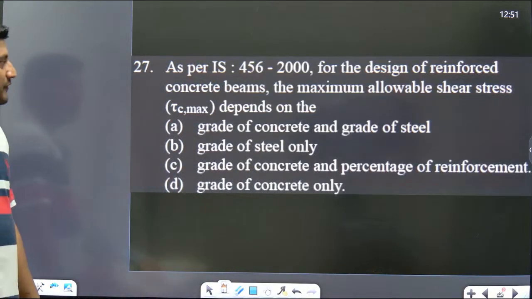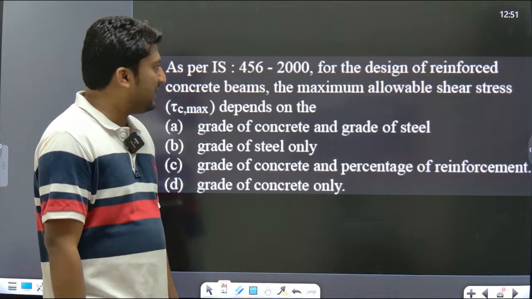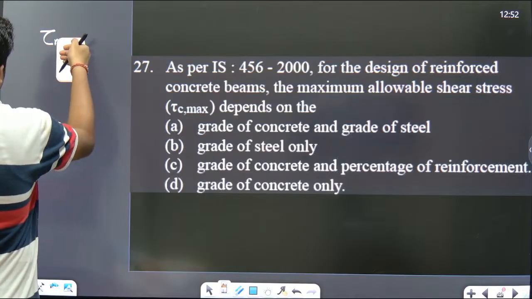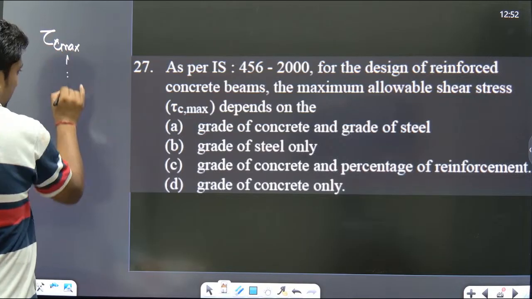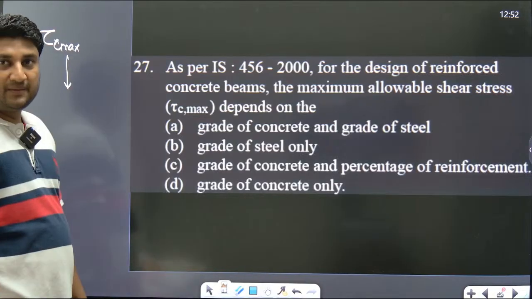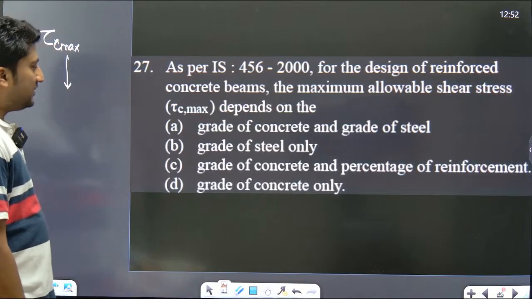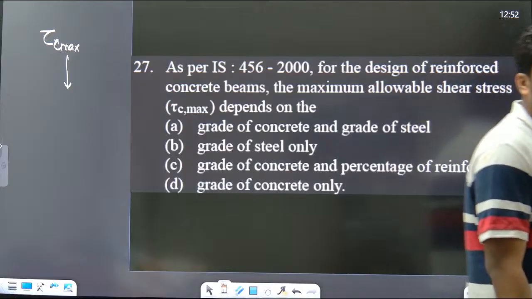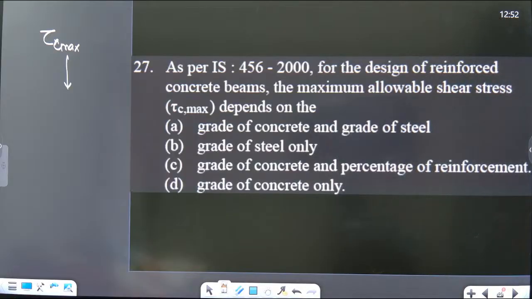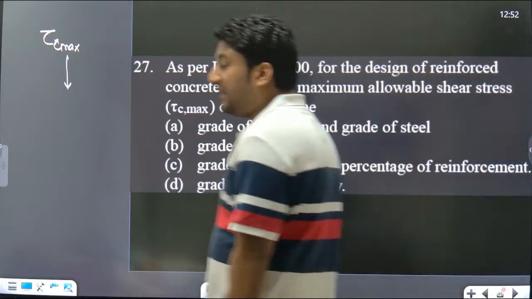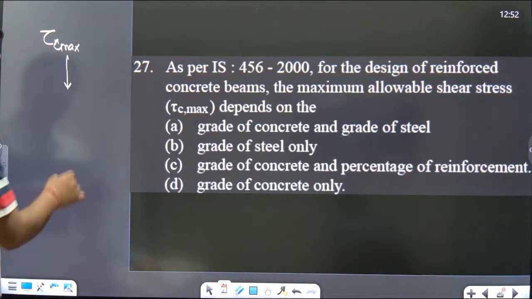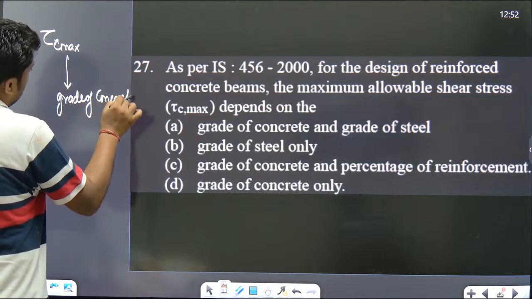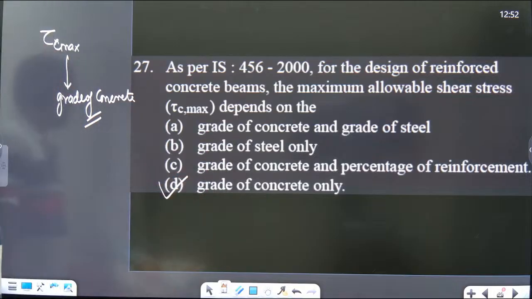Answer this question. As per IS 456-2000, for the design of a reinforced concrete beam, the maximum allowable shear stress tau c max depends upon. Just now I have told you that the maximum shear stress depends only on grade of concrete. This is a very good and simple question. Tau c max depends only on grade of concrete. Option D is the correct answer.